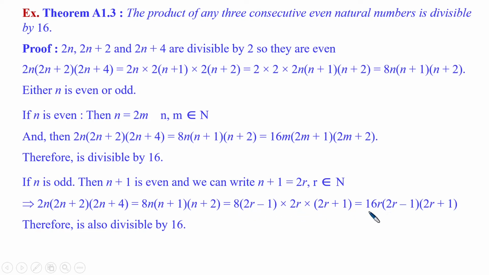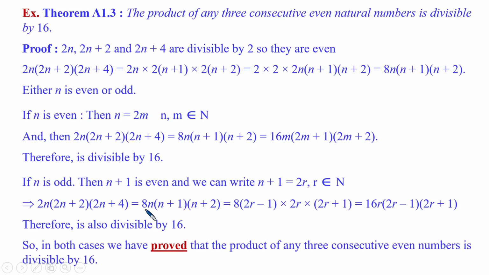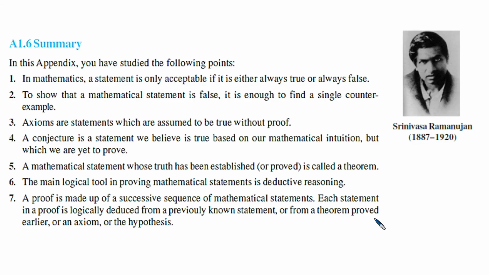So again I will get here 16r. So this factor 16 is there, so I can divide by 16. Therefore, this is also divisible by 16, even if n is odd. So in both cases, we have proved that the product of any 3 consecutive even numbers is divisible by 16. So this is a proof, okay. So in mathematics, you have to prove like this.